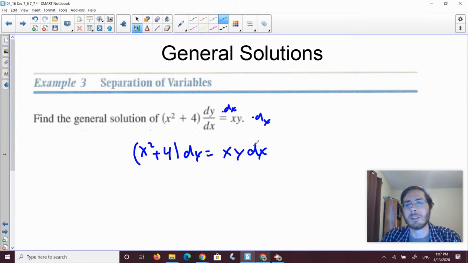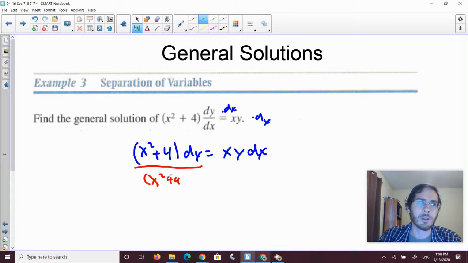Now I don't really have much of a choice. Since the dx is on the right, all the x's have to go on the right. Since the dy is on the left, all the y's have to go on the left. So I don't get a choice. I have to follow the rules from the dy and the dx. Well, that's okay. The x's have to go away from here, so we divide both sides by x squared plus 4. The y has to go away.